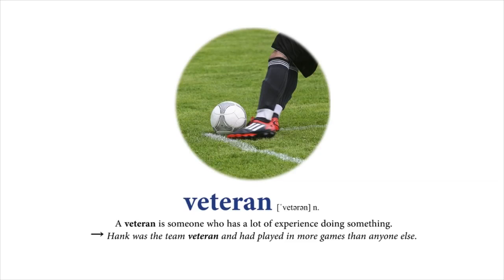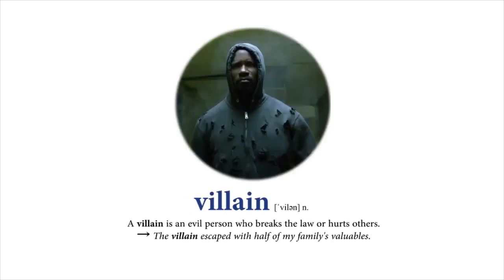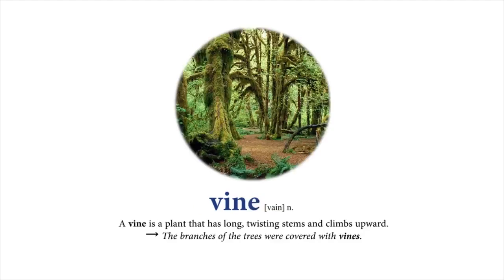Veteran. A veteran is someone who has a lot of experience doing something. Hank was the team veteran and had played in more games than anyone else. Villain. A villain is an evil person who breaks the law or hurts others. The villain escaped with half of my family's valuables. Vine. A vine is a plant that has long twisting stems and climbs upward. The branches of the trees were covered with vines.